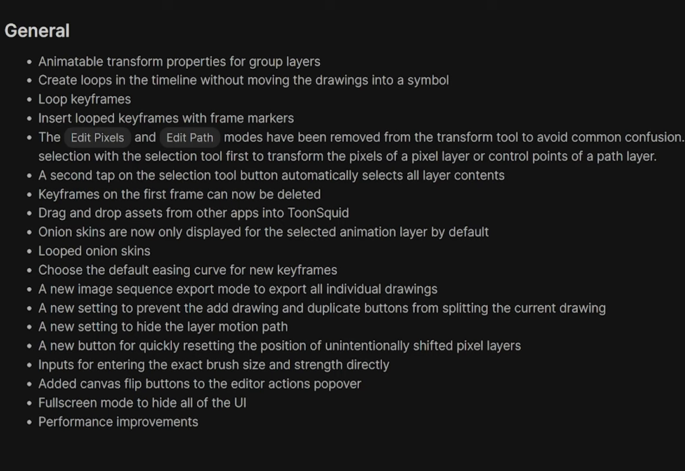I also think it's pretty important that we have canvas flip buttons that can be easily used, because you might have to continuously flip your drawings just to make sure they look good on the other side. Then a second tap on the selection tool button automatically selects all layer contents. I think that's a pretty good gesture. I do constantly select everything on the screen, and it's faster to do that than select one thing with a lasso when you're animating a lot of the time.